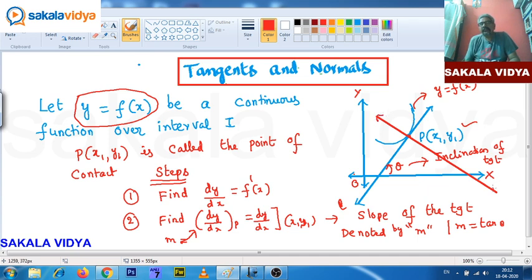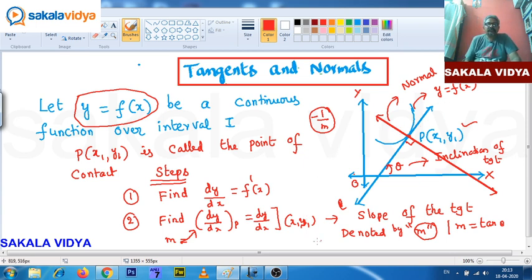So, this is the another line. Here see, the angle between tangent and normal is 90 degrees. Now, this is called normal. Now, I ask you one question. See, the slope of the tangent is, for example, m. What will be the slope of the normal? Yes, obviously the slope of the normal is equal to minus 1 by m. Now, how to find the equation of the normal to the curve y is equal to f of x?